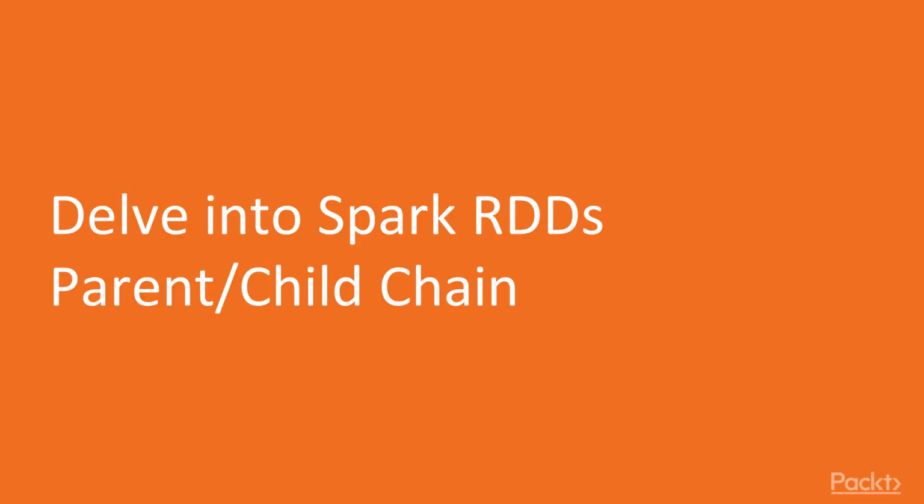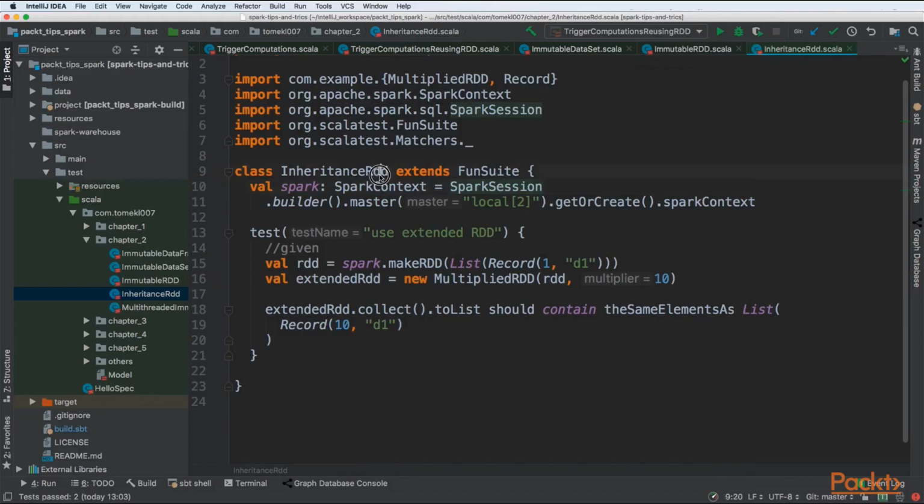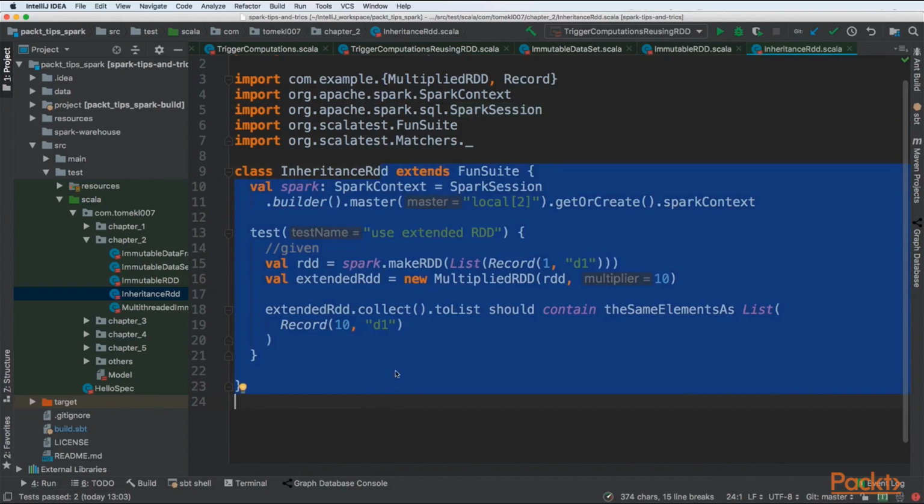And welcome to the first video. In this video, we'll be delving into Spark RDD's parent-child chain. We'll start from extending RDD, then chaining a new RDD with the parent one, and we'll be testing our custom RDD accordingly. So this is our simple test. The test is simple, but it hides a lot of complexity.